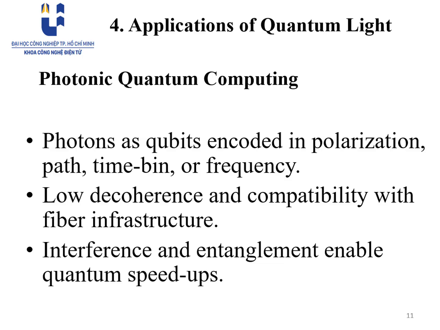Photons can also be used as qubits, the basic units of quantum information. Information can be encoded in various degrees of freedom, such as polarization, optical path, time bins, or frequency modes. Photonic qubits offer important advantages. They suffer very little decoherence, and they are naturally compatible with existing fiber optic infrastructure. By combining superposition, interference, and entanglement, optical quantum computing schemes aim to perform certain computational tasks more efficiently than classical computers. Although large-scale photonic quantum computers are still under development, many proof-of-concept experiments already demonstrate their potential.